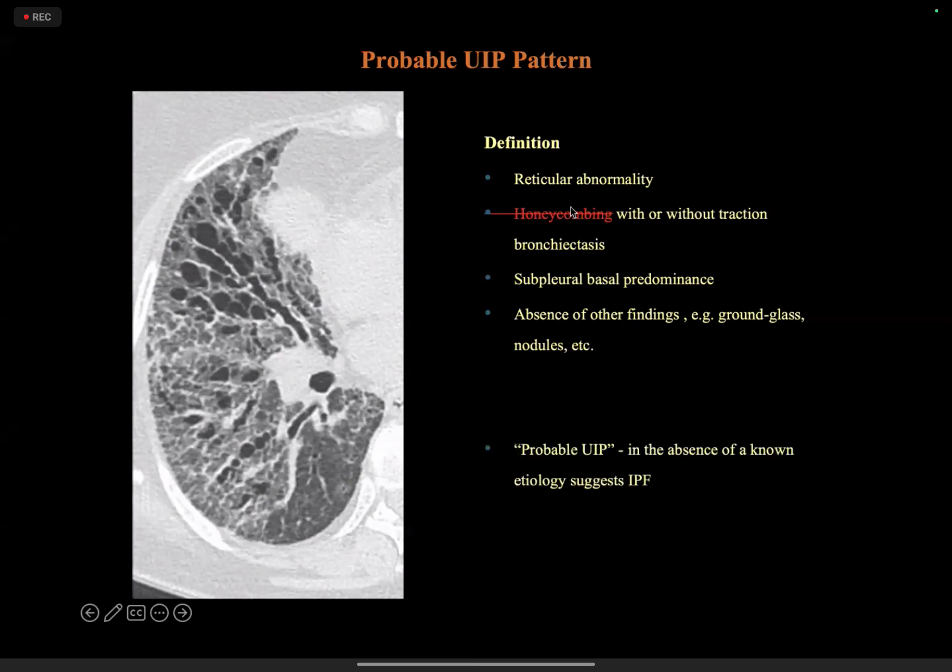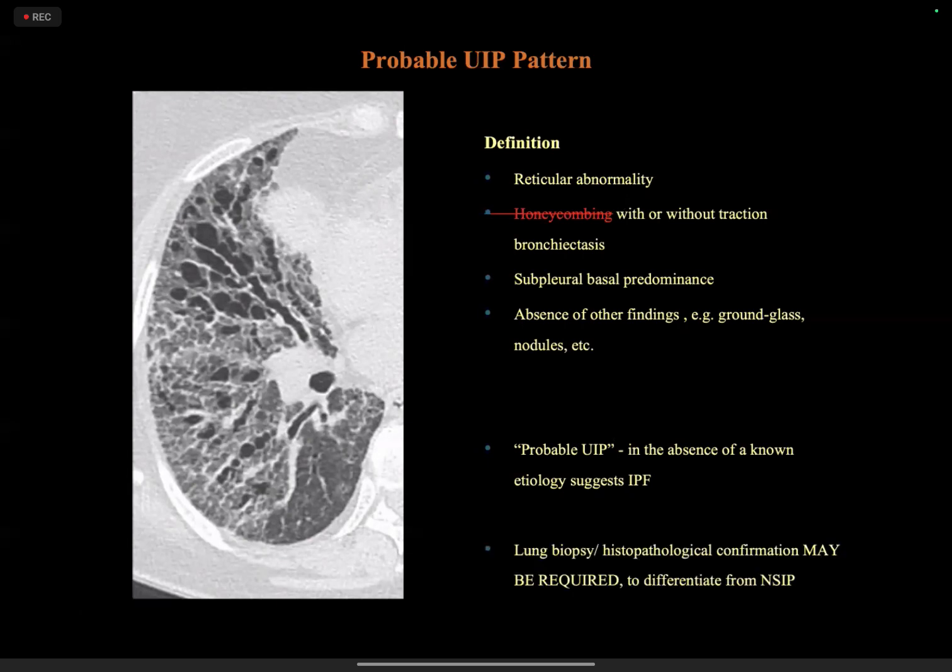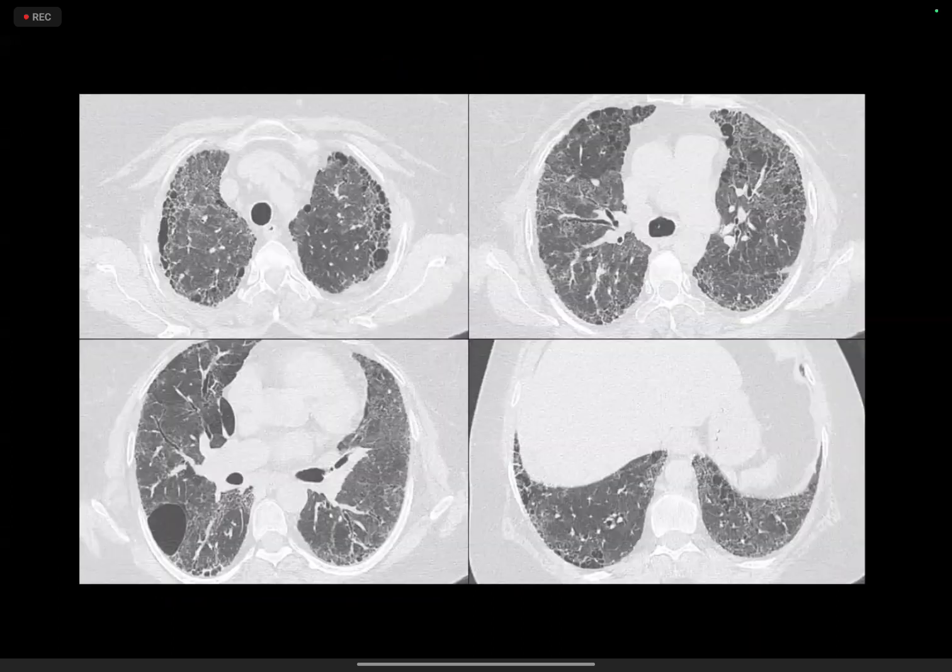And the importance is that now the power to call anything directly IPF based on the CT scan alone is lost. So typically these cases progress to the multidisciplinary discussion, and if there is still good clinical radiological concordance, and clinically also they are suspecting IPF, then the diagnosis will be made. But if there is a discordance, then many times this patient will require a lung biopsy for definitive confirmation. So that's the importance of this.